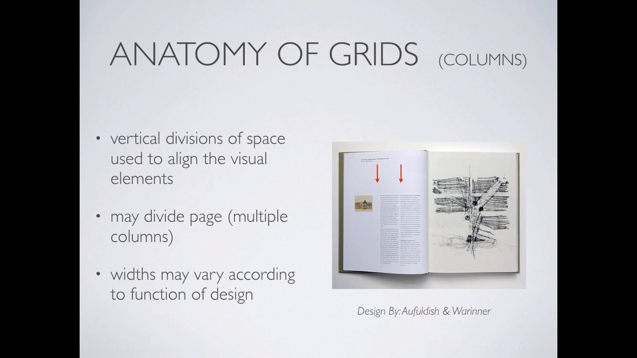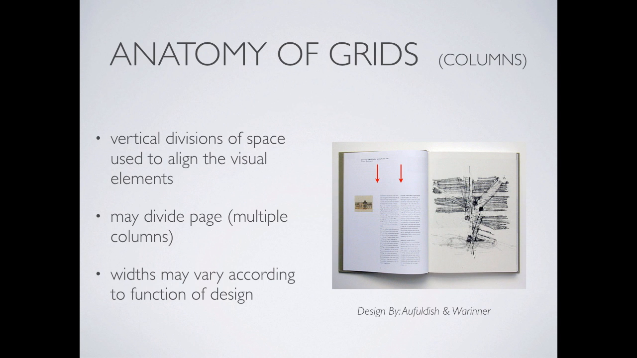If we move on into columns, again, probably something that you're very familiar with. If you've ever read a magazine or a newspaper, those are generally divided into columns. They're vertical divisions of space that are used to align visual elements. So we may have just a single column on a page, i.e. your English paper or your history paper.